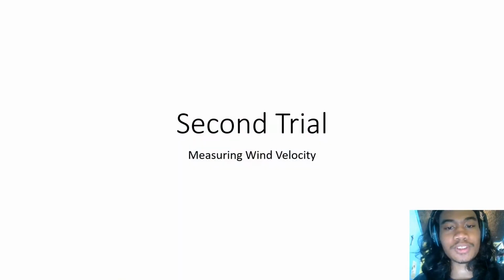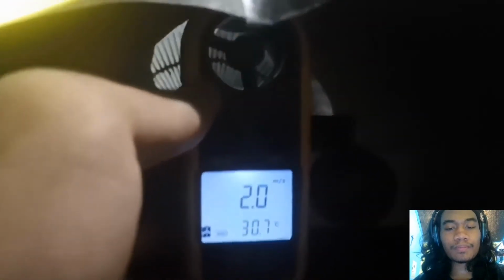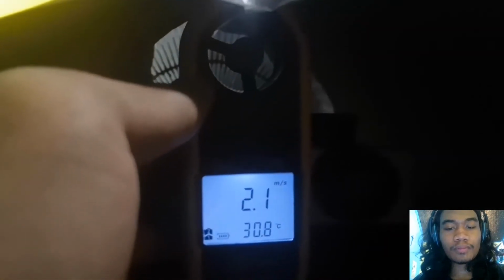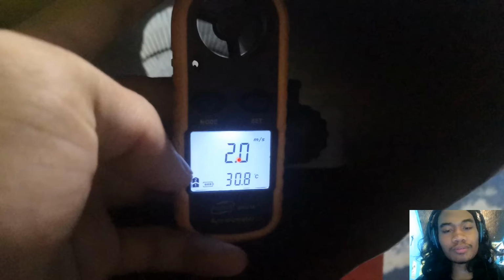So we move to the second trial, and we again measure the wind velocity. This is mode 2 on the fans. As you can see, the velocity again fluctuates, but it is stable at around 2.0 meters per second.